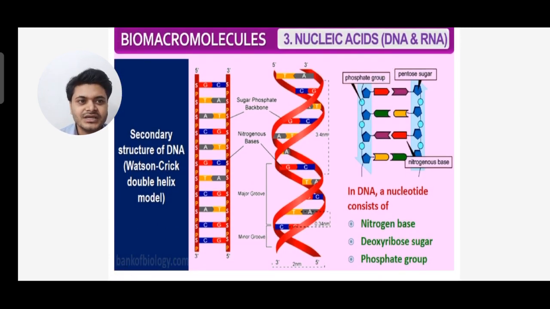Now you can see in DNA, a nucleotide consists of a nitrogen base, deoxyribose sugar and a phosphate. On the right hand side a phosphate group is shown, a pentose sugar is shown and a nitrogen base is shown. Nitrogen bases are present within the strands. That means A double bond with T and G triple bond with C. And in the straight, parallel line, there is a sugar phosphate backbone. For DNA it's deoxyribose sugar.